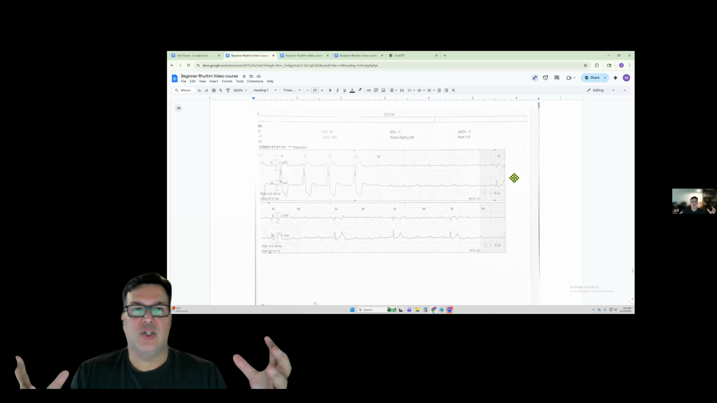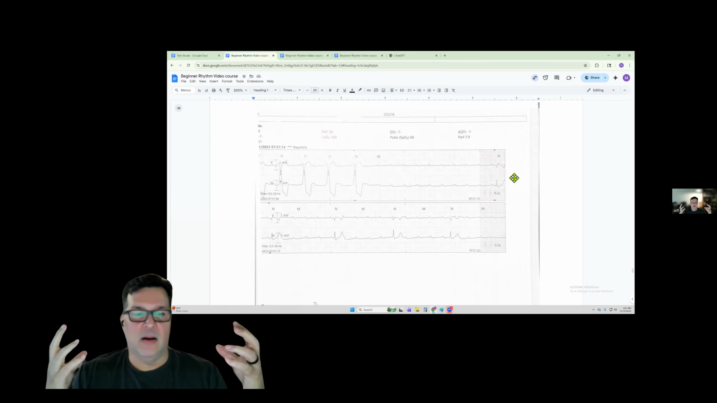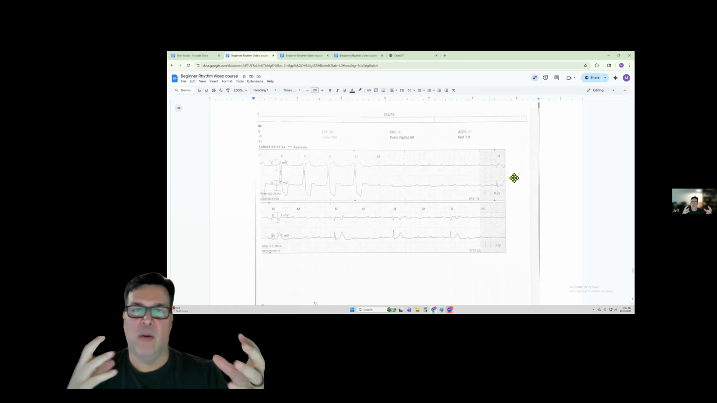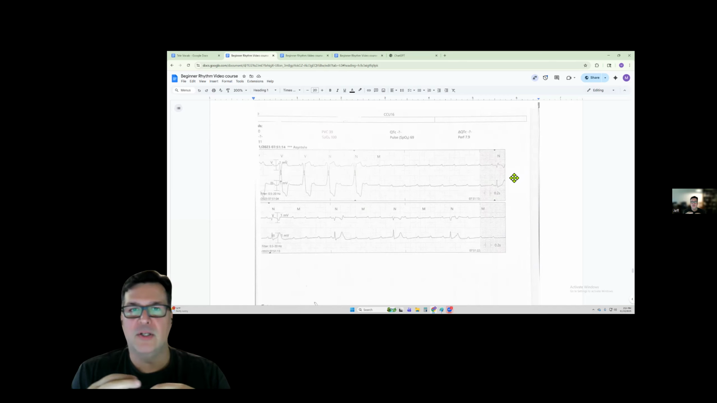So the contraction that's usually very consistent and uniform is thrown off. So blood's not fully filling chambers or not fully leaving chambers. There's multiple things going on there.